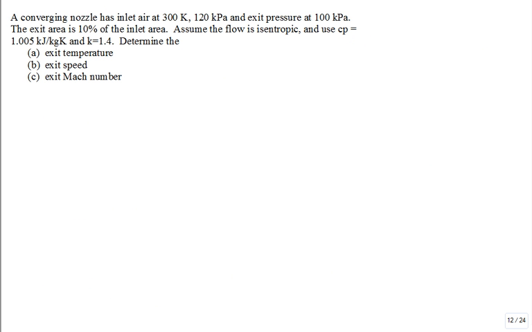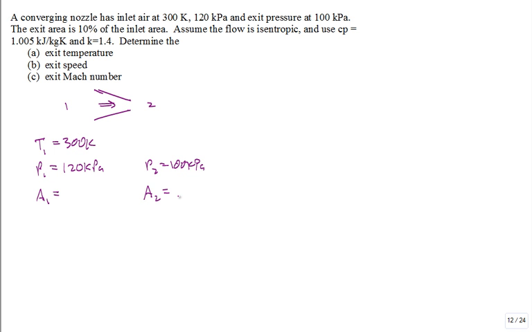Let's solve a problem. We have a converging nozzle. The inlet air temperature is 300 Kelvin. Here's our nozzle. Inlet state 1. That way it flows. Outlet state 2. It has an inlet pressure of 120 kilopascal and exits at a pressure 2 of 100 kilopascal. The exit area is 10% of the inlet area. So inlet area is unknown, but area exit is 0.10 times the inlet area.